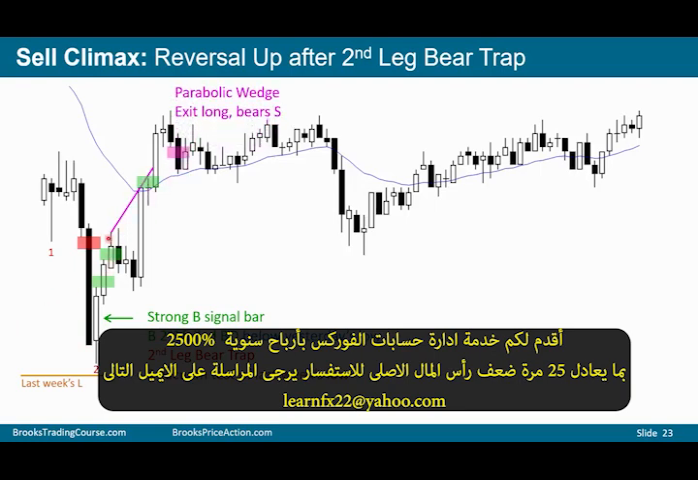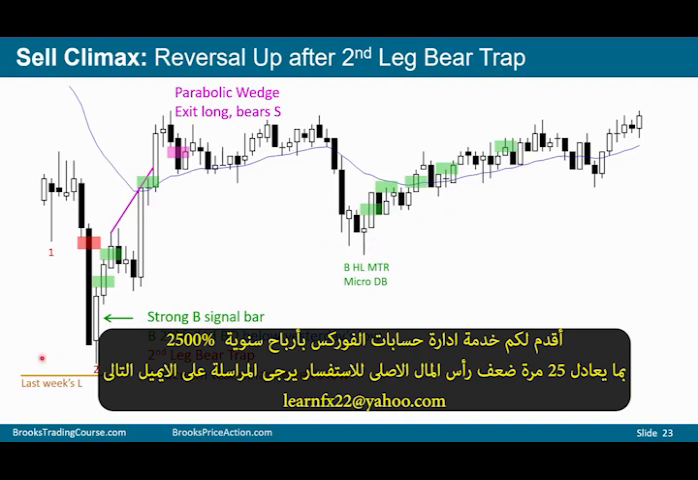3 legs up, buy climax, pullback, buy climax, pause, third buy climax, and now a bear bar. Reasonable to get out below that bear bar. A parabolic wedge rally, 3 legs up in a tight bull channel. The bears will take that short.